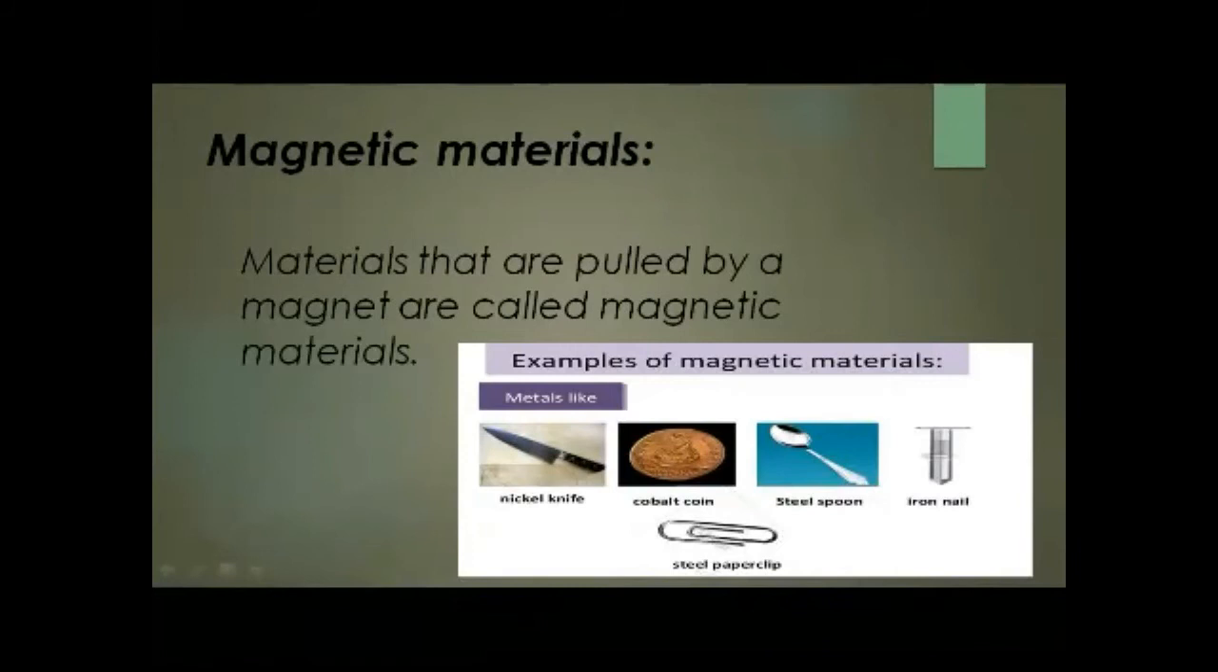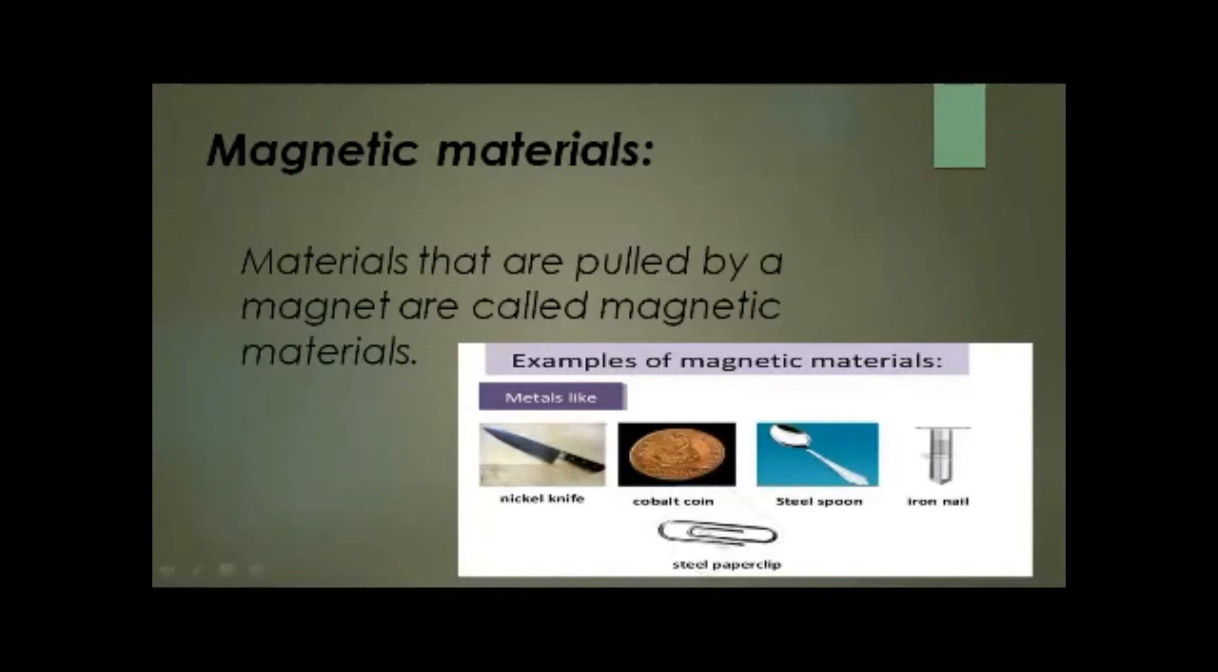Here are some examples: a knife made from nickel can be easily attracted by a magnet. A coin made from cobalt can be easily attracted by a magnet. Now next, spoon. A spoon is made from steel, and this paper clip is also made from steel. Things made from steel can be easily attracted by a magnet. Now nail and screw, things made from iron, can be easily attracted by a magnet. So here are some examples of magnetic materials. I am giving you time, students. You can take a screenshot.